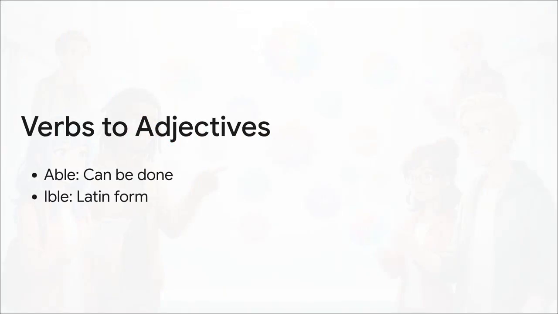What about turning verbs into adjectives? For this, we use able, meaning it can be done. If you can read it, it's readable. Now, what's fascinating here is the spelling variation. Most use able, but some Latin roots use ible, like accessible or incredible. They look a tiny bit different, but they do the exact same job.